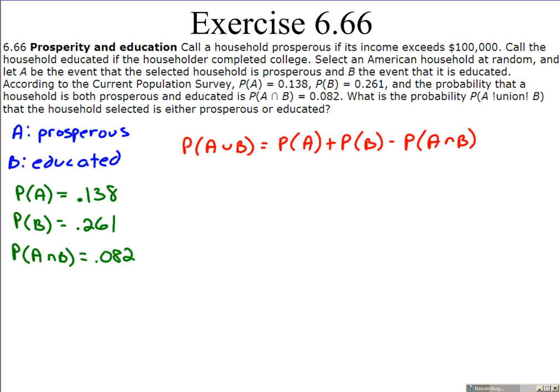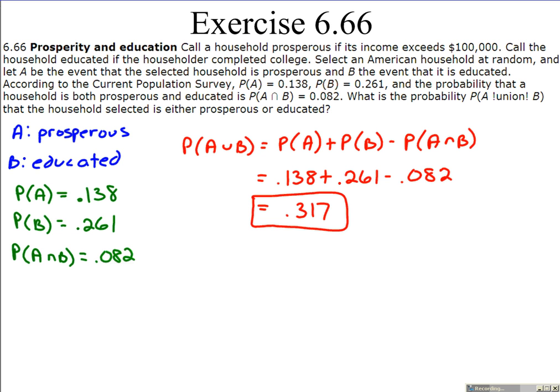So to calculate this, the probability of A we're told was 0.138. Probability of B is 0.261. And the probability they both happen is 0.082. So we add those up, subtract the 0.082, and we get 0.317. So there's about a 31.7% chance that a randomly chosen household is either prosperous or educated.